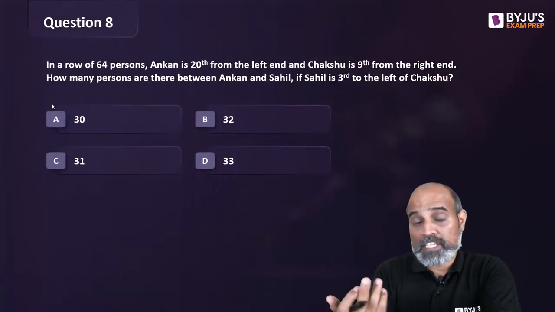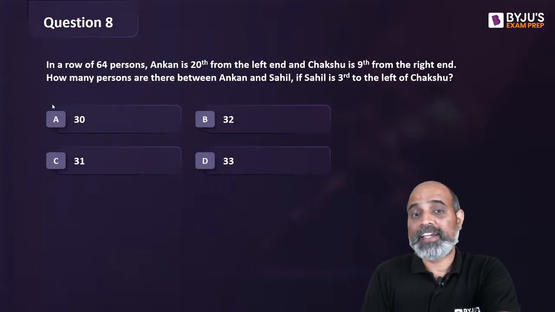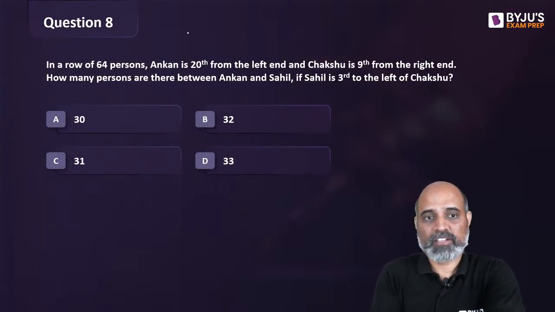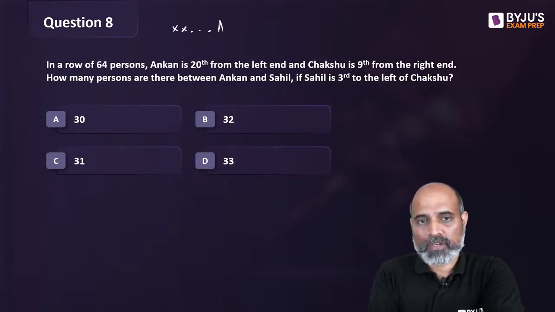Next, in a row of 64 persons, Ankan is 20th from the left end and Chakshu is 9th from the right end. Okay, so we have a total of Ankan is here. and then we have Chakshu.